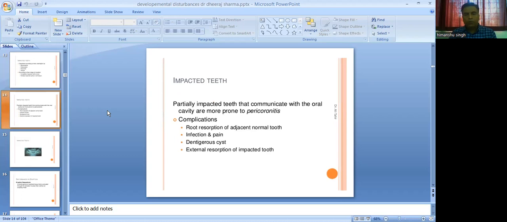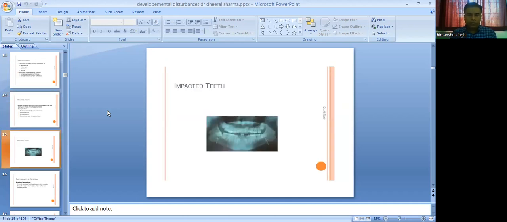Complications include root resorption of the adjacent normal tooth, infection, and pain. In impacted third molars, there may be development of dentigerous cyst. As you can see in this photograph, an OPG showing a horizontal impacted tooth in the mandible.